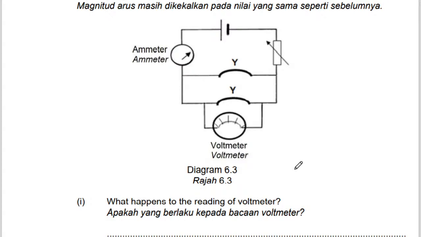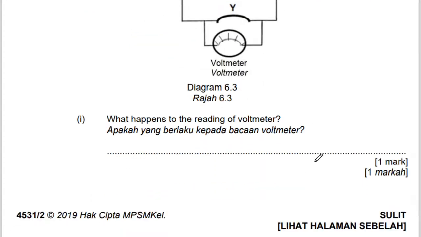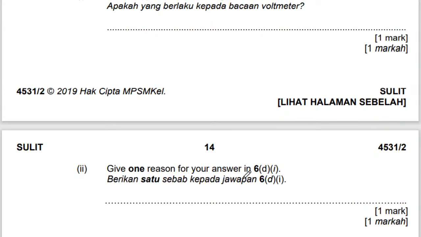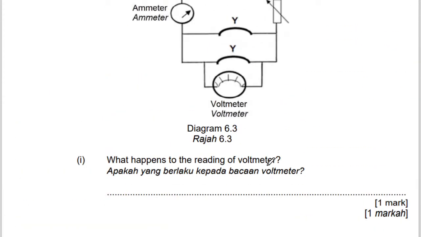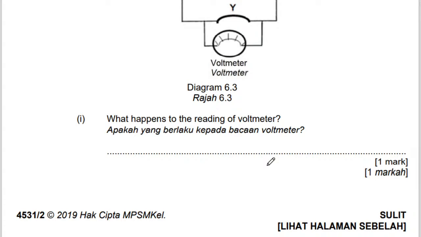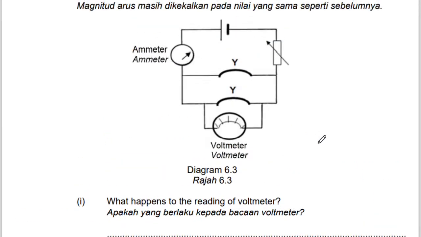Ada jawab decrease, ada jawab increase. So we wait for some more answers. Ada reason kah? Do they ask you? Yeah, they ask you for a reason. Give one reason for your answer. If you write decrease, then you write what is the reason. Voltmeter reading: smaller effective resistance. Resistance decreases. Smaller effective resistance. Effective resistance of the circuit decreases.